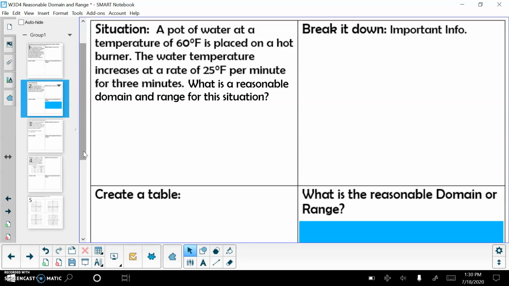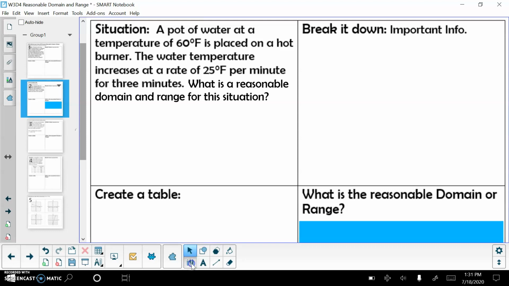So the first read is just to get a general idea of what the problem is about and then focus in on the goal. So first read, a pot of water at a temperature of 60 degrees Fahrenheit is placed on a hot burner. The water temperature increases at a rate of 25 degrees Fahrenheit per minute for 3 minutes. What is a reasonable domain and range for this situation? So generally speaking, this situation is about a pot of water being heated up on a burner on a stove for a certain amount of time.